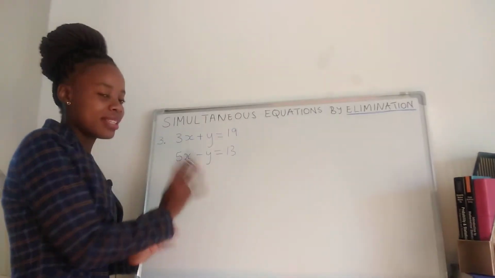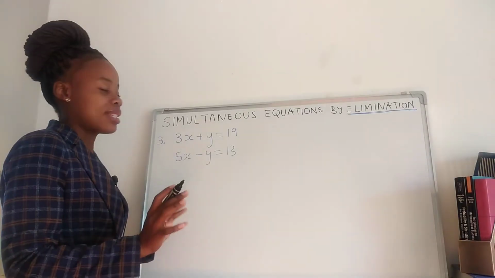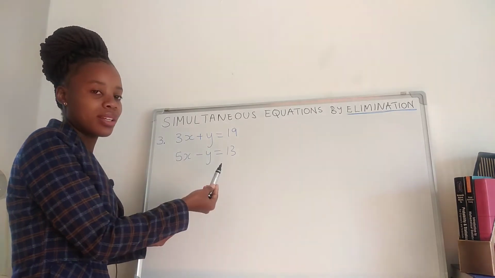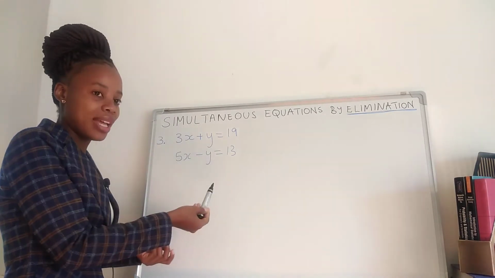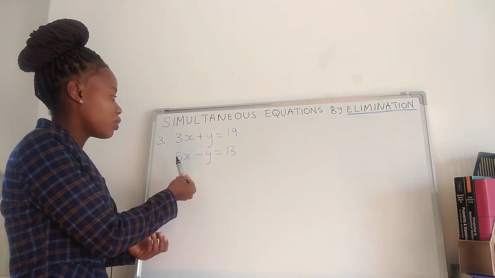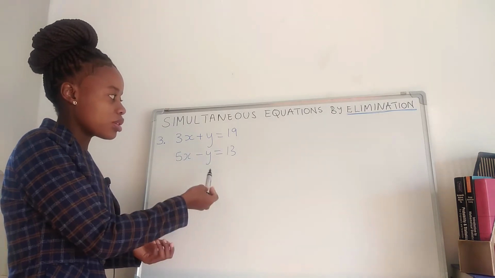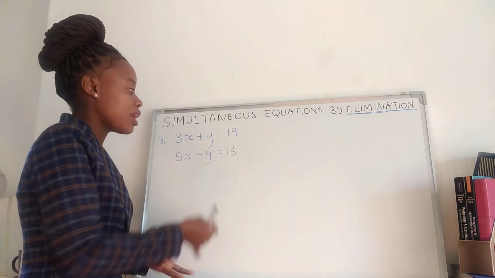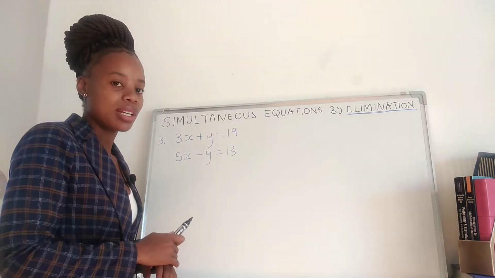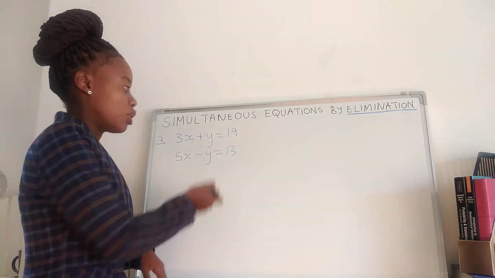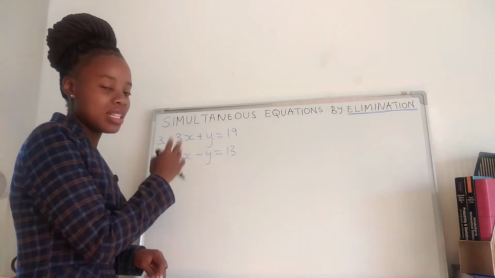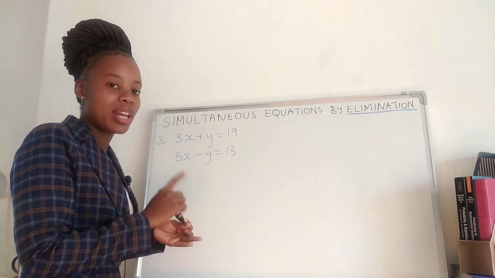When you just look at this one, you can see that it's easy to eliminate y because we have y and y, right? You just have to add, and when you add, we're going to have 8x equals 32, then you divide by 8 both sides, right? That one is easy and straight to the point, right? During the test, make sure that you do the easier one or the one you're comfortable with, right? But we've been eliminating y, question 1 and 2.